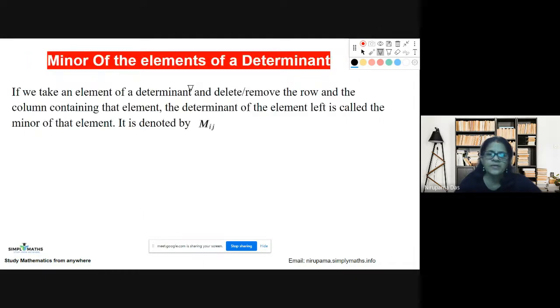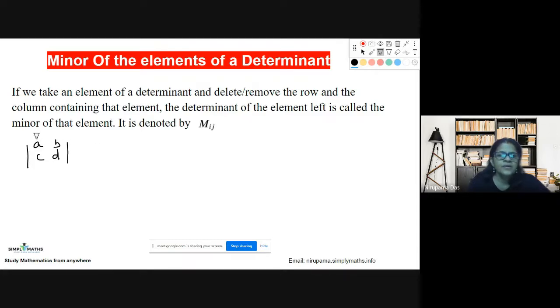Now, before we step into the evaluation of determinant of order 3, we need to know certain terms: minor and cofactor. So, minor of the determinant, or minor of the elements of a determinant, what is it? Let me take a simple example here. Let me write here A, B, C, D, a 2 by 2 determinant.